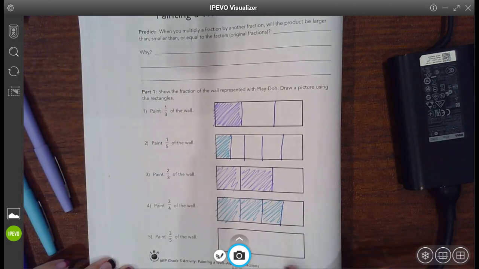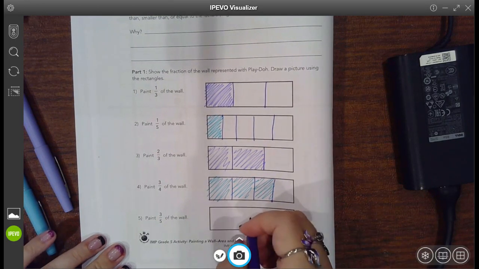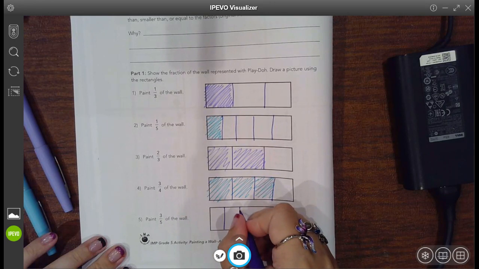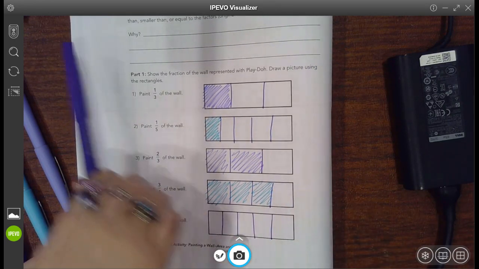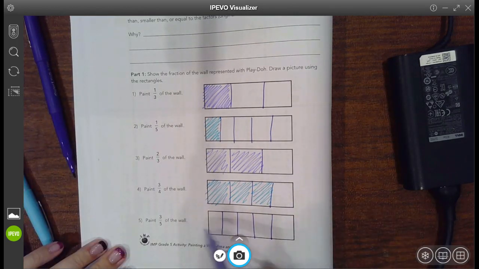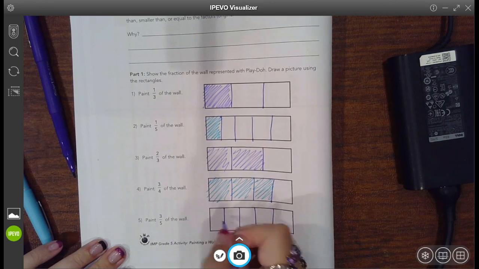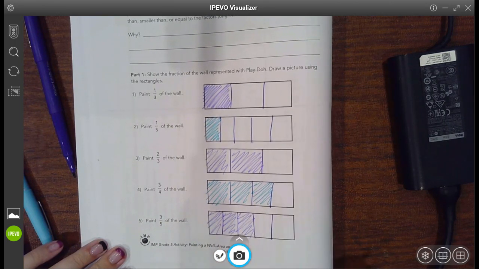If you haven't gotten any right yet, this is your chance. How many pieces are you going to break this one into? Yes, hopefully you said 5. So go ahead and do that. 1, 2, 3, 4, 5. Oof, I hope yours looks more even than mine does. So you have 5 pieces, and then you're going to shade how many of them? 3 of them. 1, 2, 3 of those 5 pieces.